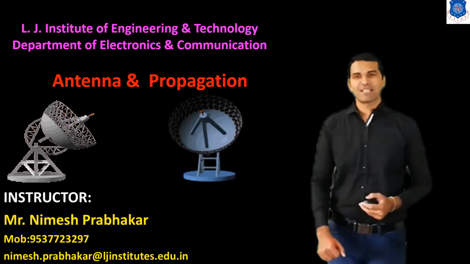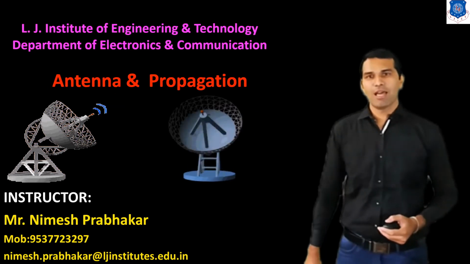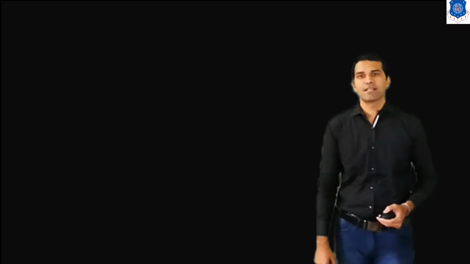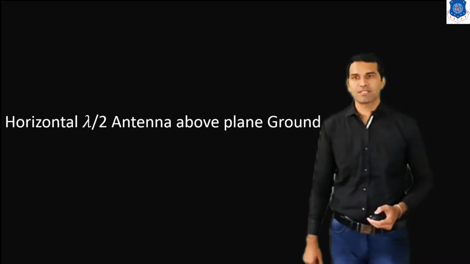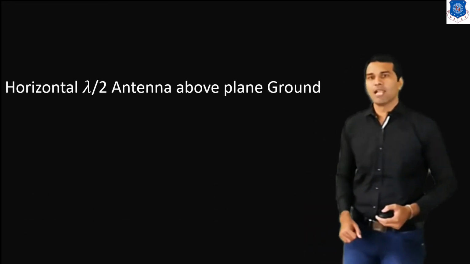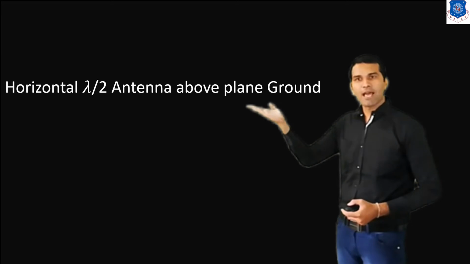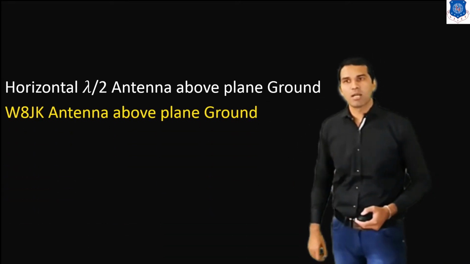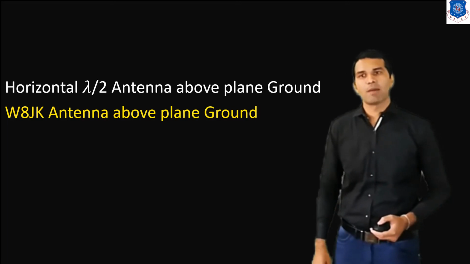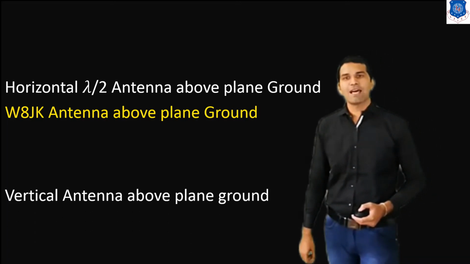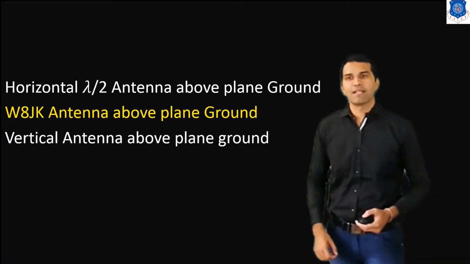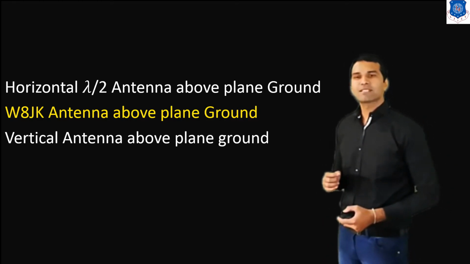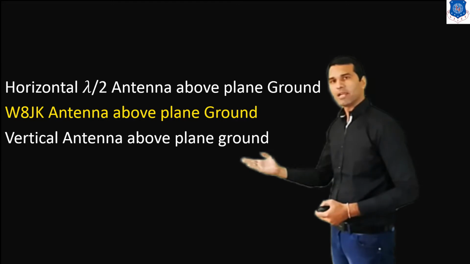In my previous lecture, we discussed the antenna array. Now, in this lecture, we will discuss first the horizontal lambda by 2 antenna above ground plane. Then next we discuss the W8JK antenna above ground plane. And last we discuss the vertical antenna above ground plane. So in this lecture we will discuss these three antennas.